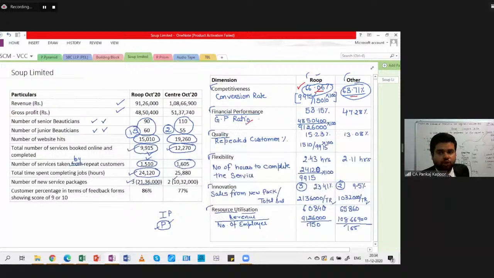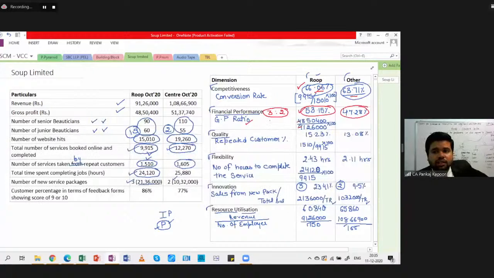Further, GP ratio. The GP ratio of the group is better than the others. In case of other, it's only 47, whereas in case of the group, it is 53.15. Here, friends, you need to consider some other factors as well. What are the other factors to be considered? Factors like the new service packs offered by the group. This may be the reason that the group is able to sell more services. Hence, it is possible that their revenue increases and their profit also increases.